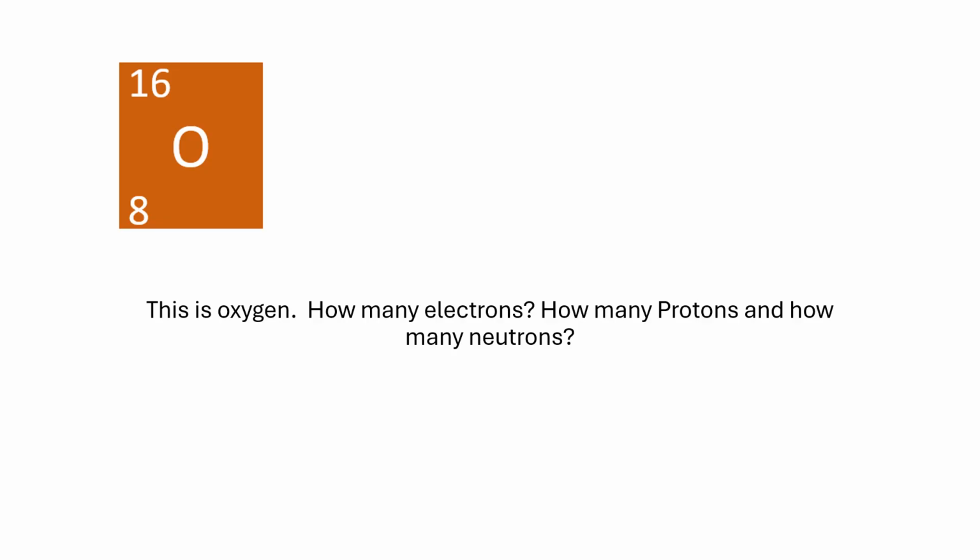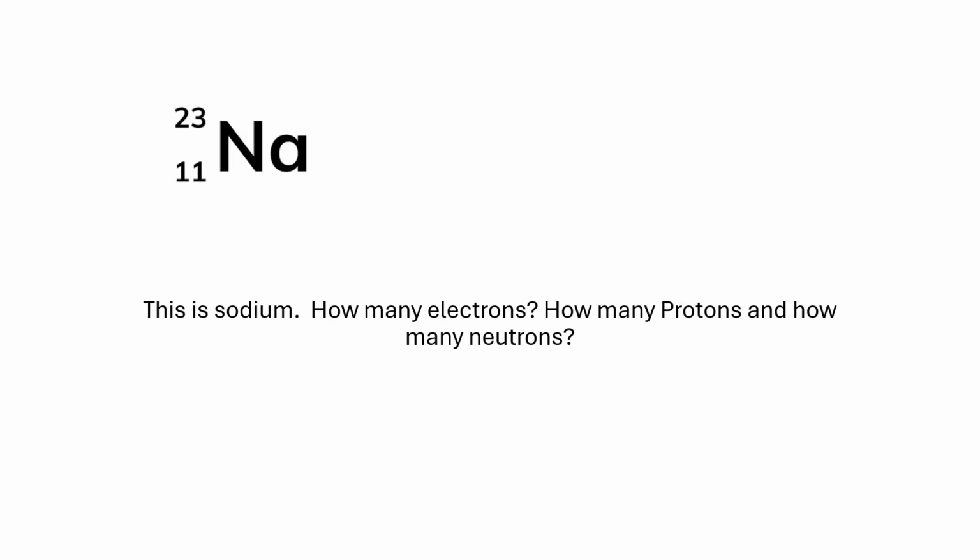Here's oxygen. So there's a bigger number and a smaller number. How many electrons, how many protons, and how many neutrons? If you can figure that out on your own. So remember the phrases. You can go back and look at the other PowerPoint if you want, the slide before. Now here is sodium. Same again. You've got a bigger number and a smaller number. How many electrons, how many protons, and how many neutrons? Figure it out for yourself using the phrases from the first slide.